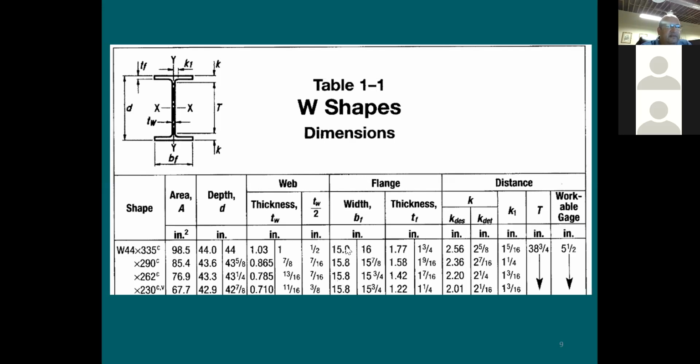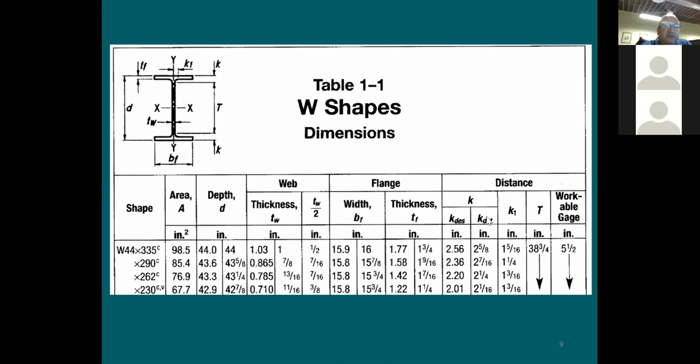Same thing here for the width. Look at these values compared to these values. In our analysis, we're going to be using this, not this. Same thing for the thickness of the flange. This is going to be the flange thickness. Look at the numbers here, 1.77, 1 3/4, which means 1.75. Which one to use in the analysis is going to be this one.